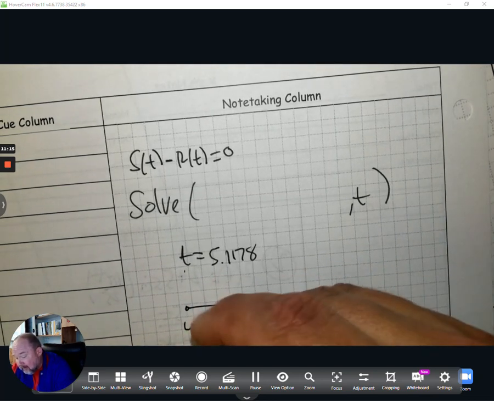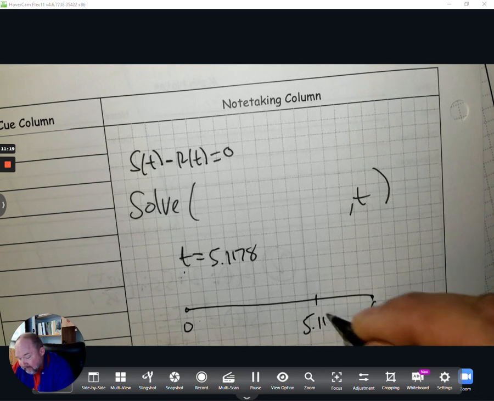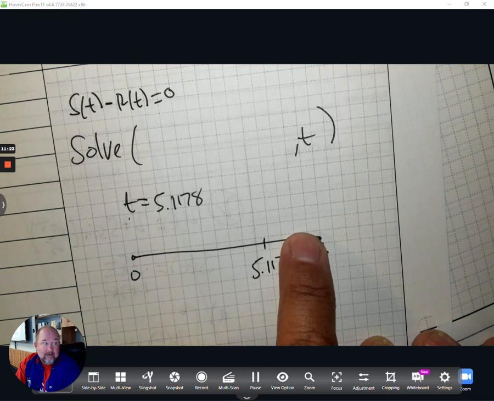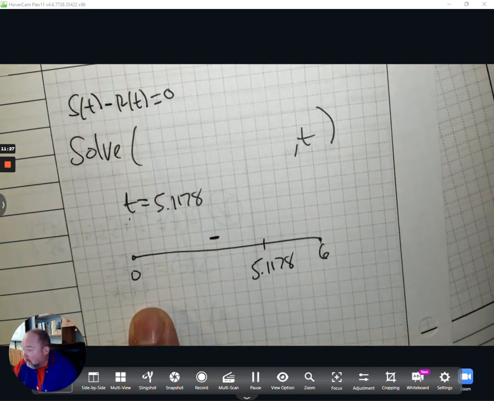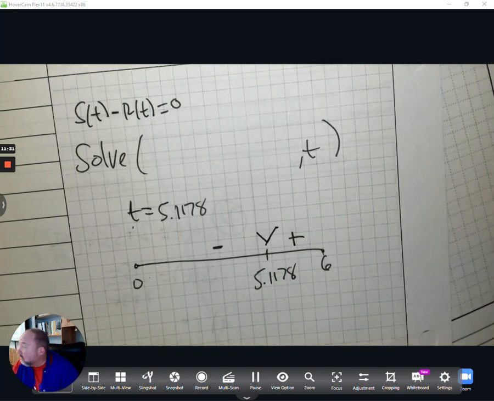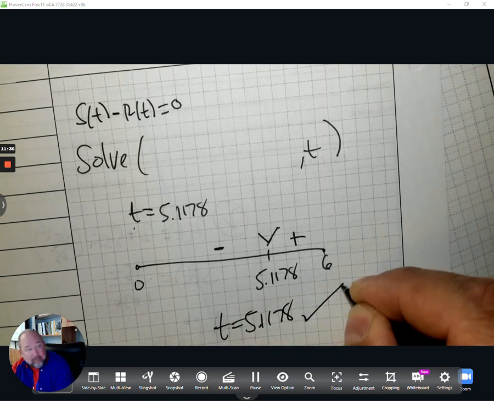Then you draw a number line from 0 to 6. We could label it. And then you'd see, is the derivative positive or negative? Now, we already plugged in a number, 4. And when you plugged in 4, the answer was negative. On the other side, it's going to be positive. Where do we have a minimum value? When t equals that number, right?